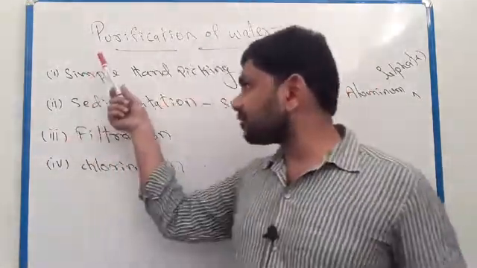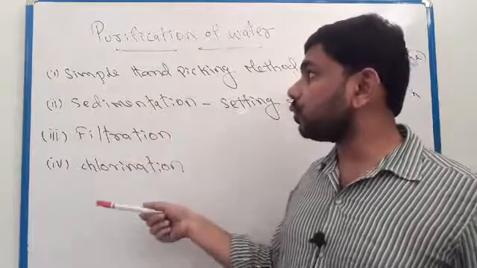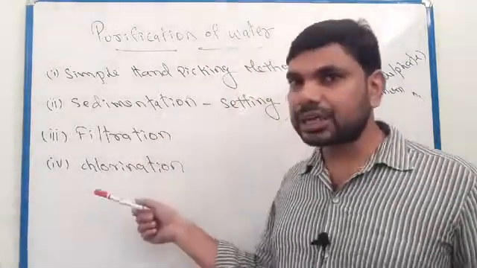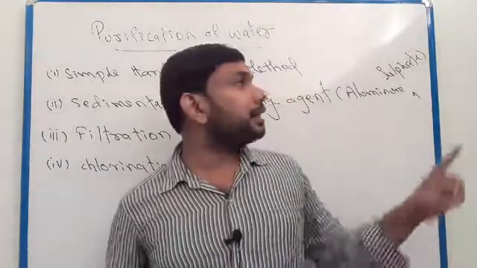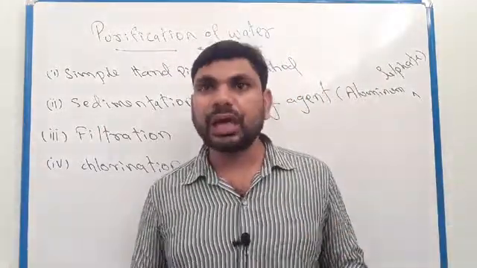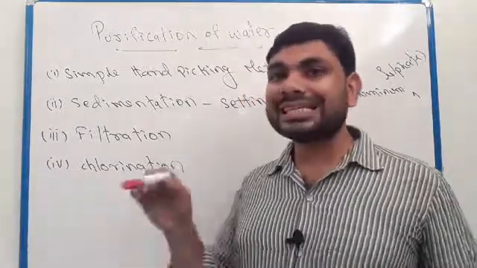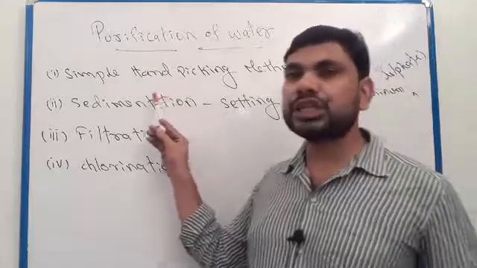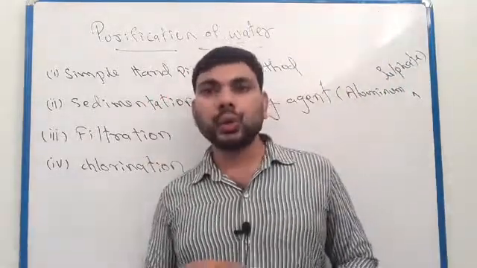So these are the different steps to purify water. Simple hand picking method, then sedimentation. Remember here, aluminum sulfate is used as a settling agent in sedimentation. Simple hand picking method, sedimentation, filtration, chlorination.